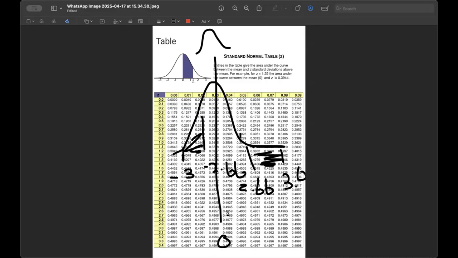2.66 means this, right? 0.4961. Subtract this value from this one, and then you can get the middle part. This region is exactly equal to this region. Okay. Just take a note on that.